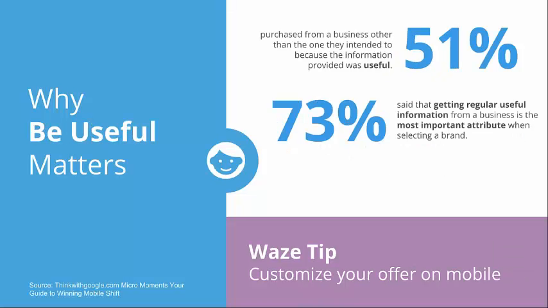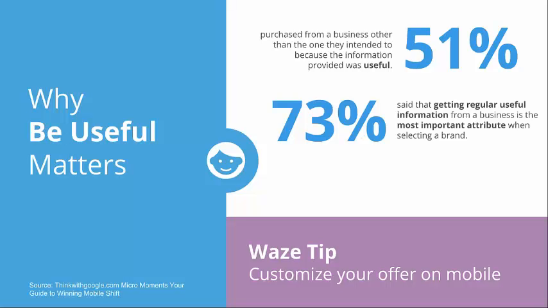And speaking of customizing your message, it may seem obvious, but it's very important to be useful. When we say that, we mean that you need to make sure your message is tailored to that mobile micro moment. Smartphone users are on the go, and they can be persuaded if it's considered relevant. In our mobile study, 51% of respondents said that what persuaded them to purchase from a business other than the one they originally intended to was because the message they received was useful. And that level of utility is key. Nearly 2/3 said that getting regular, useful information from a business is the most important attribute when selecting a brand.